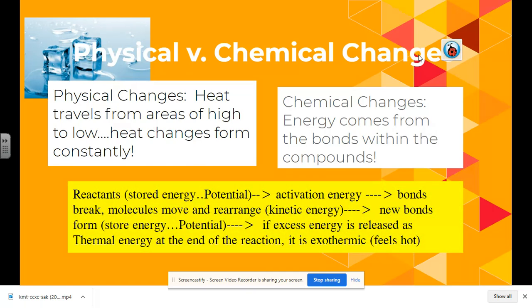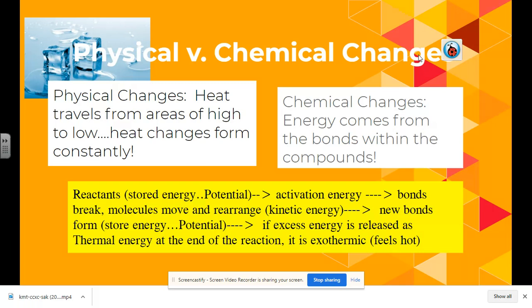If you look at this little story here at the bottom in the yellow, we start with reactants, the starting substances, and all of that energy is stored within the bonds. We call it stored energy, potential energy. Whenever the reactants start to change, they have to have activation energy to get the reaction started. The bonds break, the molecules move around and rearrange, and of course we know that to be kinetic energy, right? Once the substances start to reform, new bonds form, and again you're going to have storage of energy, which is potential energy.